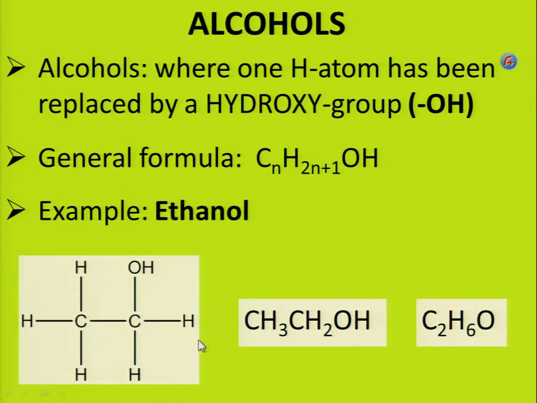Here is the structural formula for ethanol. Here is the condensed structural formula, therefore CH3, a CH2 and an OH. And then your molecular formula is just the amount of carbon atoms, 2, amount of hydrogen atoms, 6, and an oxygen.